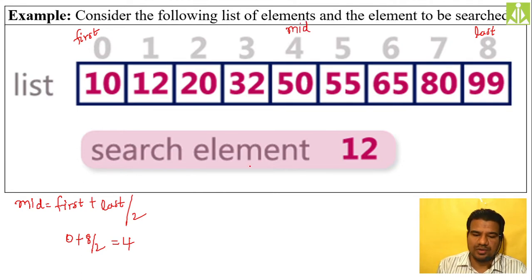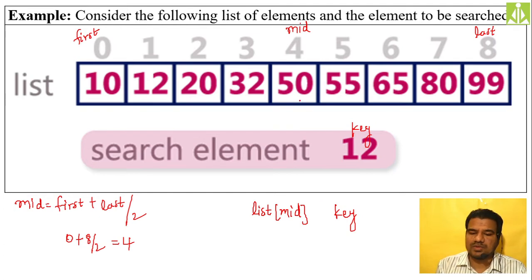Then what do we have to do? Compare list of mid with key. What is key? This search element is key. Whatever element you are searching for, that is key. So simply compare. Both are not equal, as you can see. List of mid is 50 and key is 12. Both are not equal. So immediately we have to go for the comparison.